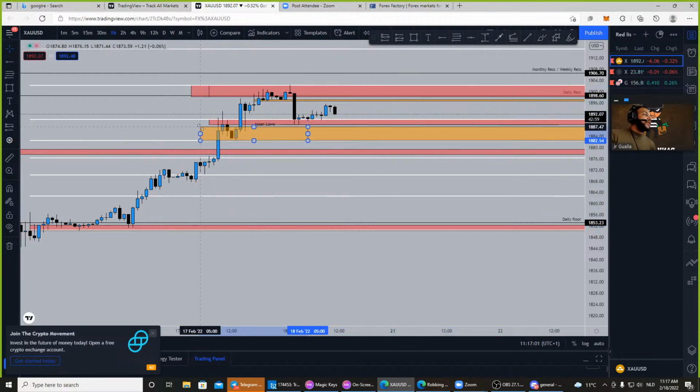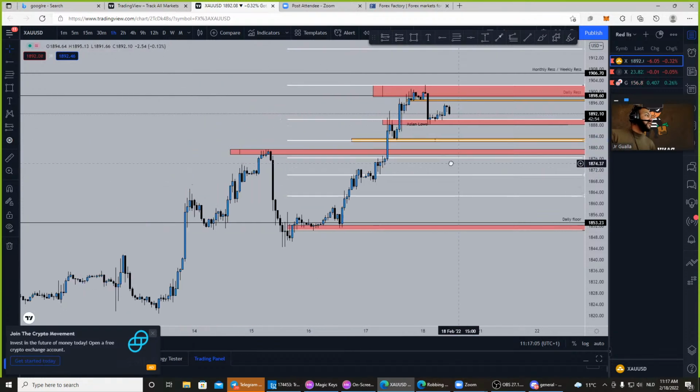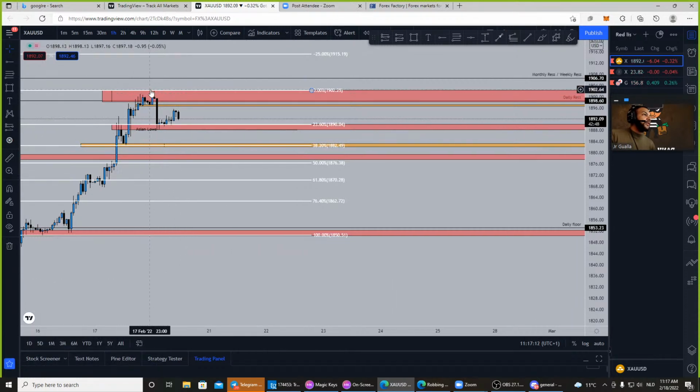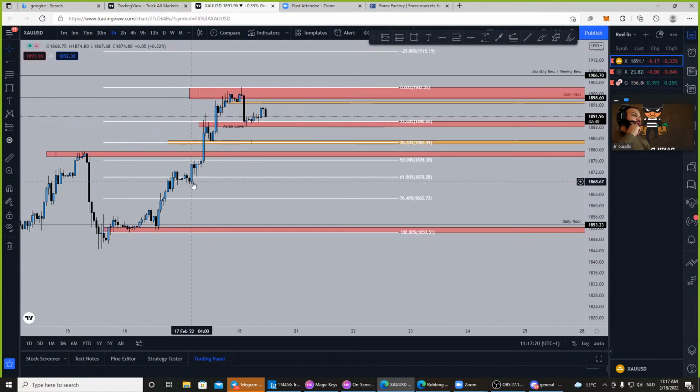Let's bring this here because I feel like that's kind of irrelevant right now. Let's see if we can raid the Asian lows and raid the Asian highs at the same damn time. These are the Asian highs up here. 38.2s at this level anyhow. Like, okay.